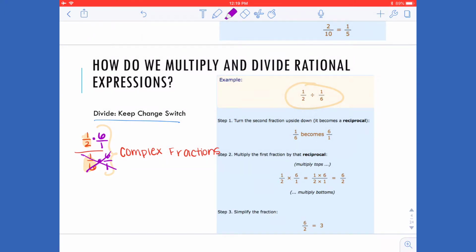Well, notice that if I do the process of keep, change, switch, so I'm going to keep this first fraction 1/2. I'm going to change my division sign to a multiplication sign and switch my second fraction to its reciprocal of 6/1. It is the same thing that I got over here on the left. And so essentially all you're doing is you have a complex fraction, and the process of keep, change, switch is the mathematical process you have to go through in order to get rid of a complex fraction. And then I multiply across, on top and on bottom, simplify, and I would end up with my final answer of 3.